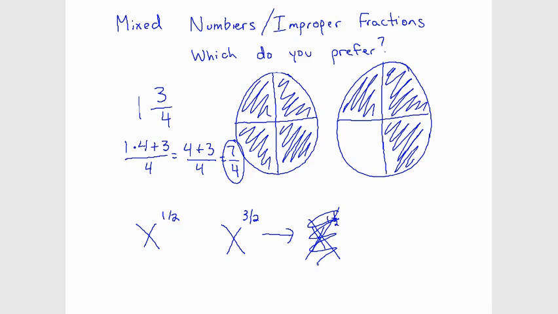It's not inaccurate to describe something as 7/4. We do have 7 quarters shaded in our diagram. So think about it. What do you prefer? Tell me in the comment section down below. Do you prefer mixed numbers? Do you prefer improper fractions, and why?